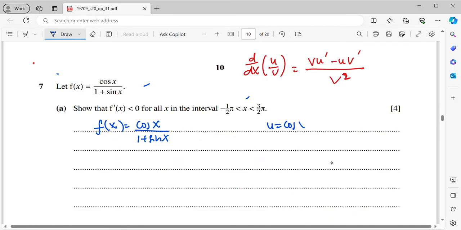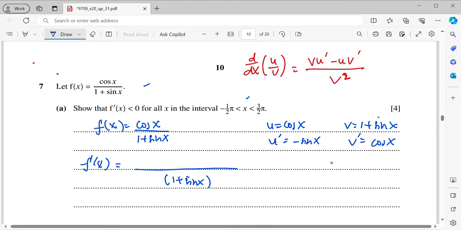My u is cos x. My u prime is negative sin x. Then v is 1 plus sin x. The v prime is cos x. So now f prime x, according to the quotient rule, that will be 1 plus sin x squared in the denominator. Then the numerator is 1 plus sin x times differentiation of cos x, which is u prime, you get negative sin x. Minus, keep the cos x and v prime. V prime is cos x.